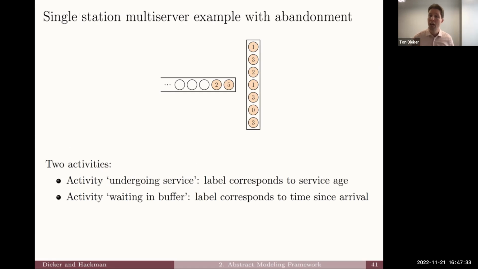This example with abandonment is very interesting because we have a single station, but actually in this language, we have 2 activities. The additional activity corresponds to waiting in the buffer. So these labels in the server pool and the infinite buffer, they actually have different meanings.